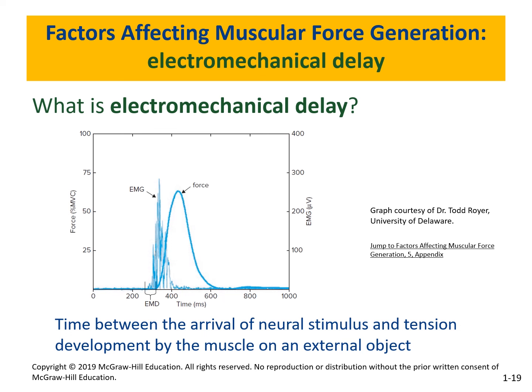I always like to plot EMG and force generation on the same plot to look at that delay. That is the time between the arrival of the neural stimulus and the tension development by the muscle on an external object, called the electromechanical delay. Make sense? We good with that?